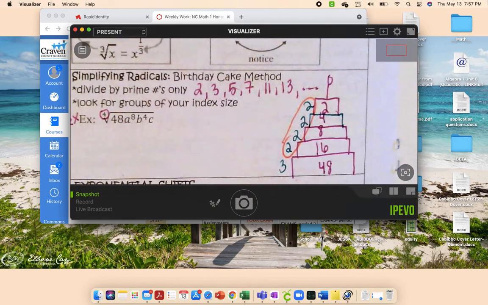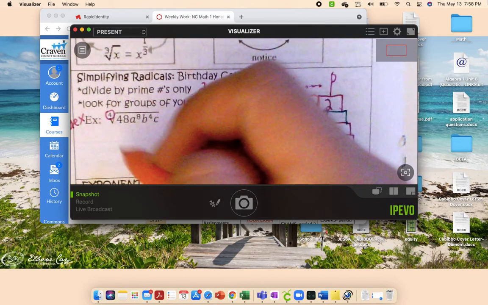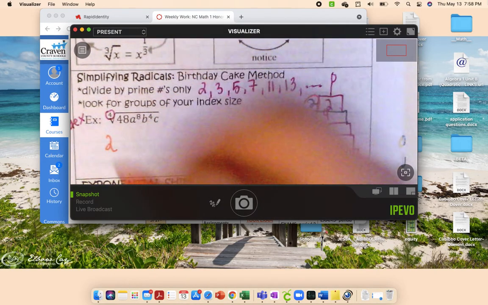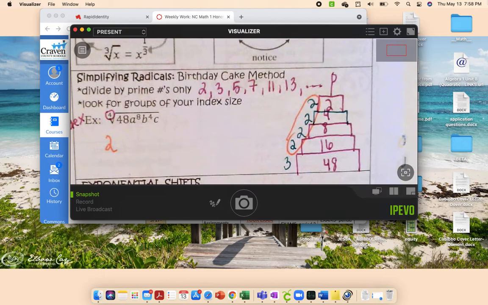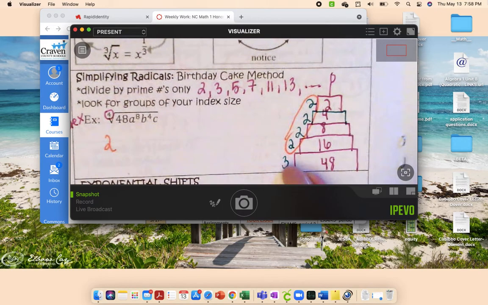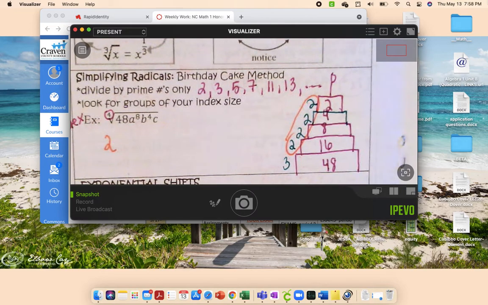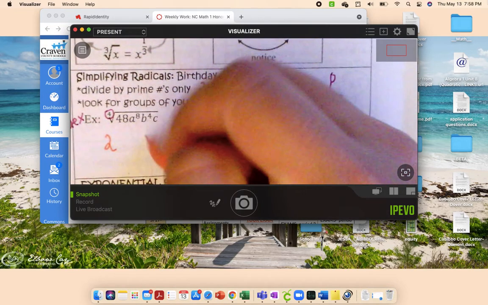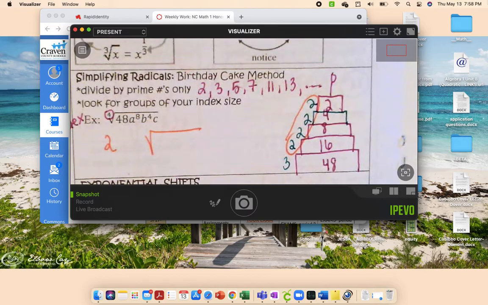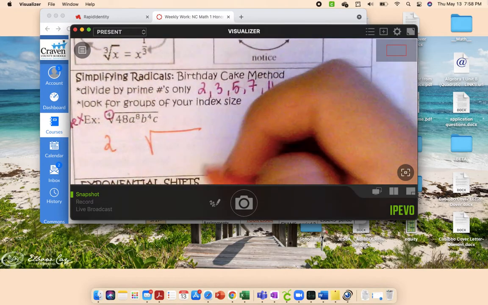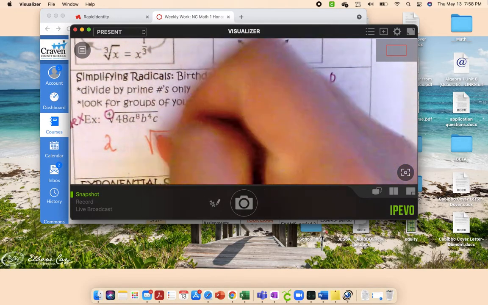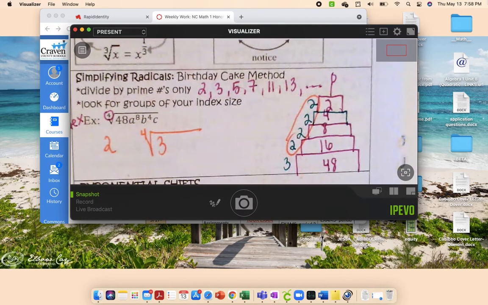Since I have 4 2s, that is going to be a whole number that goes on the outside of my radical symbol. The leftover numbers that do not have 4 matching numbers will go underneath my radical. I'm putting a space right now, and I'm going to talk about that in a moment. Remember, this is the fourth root.